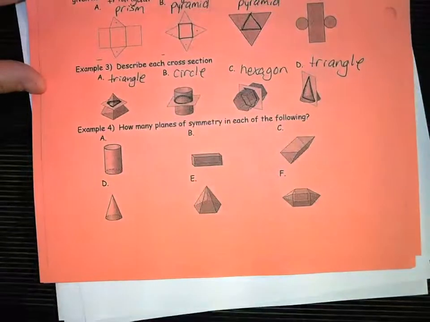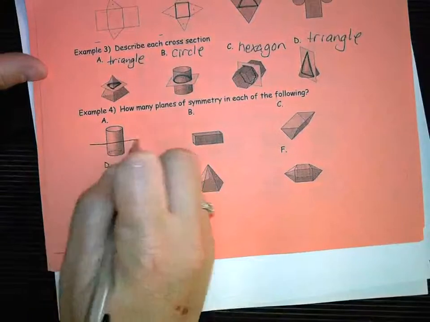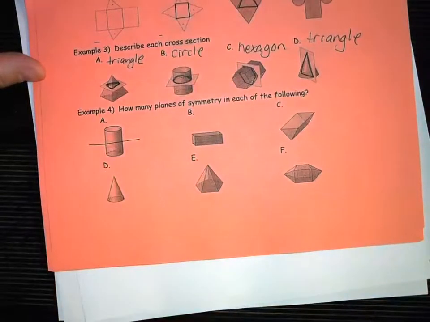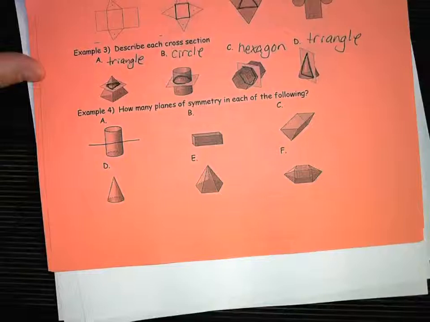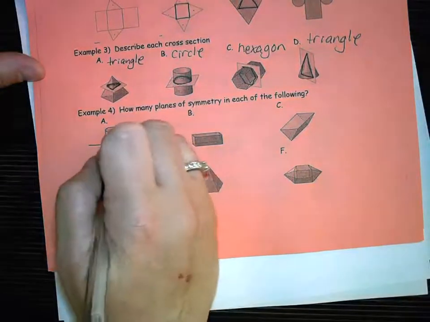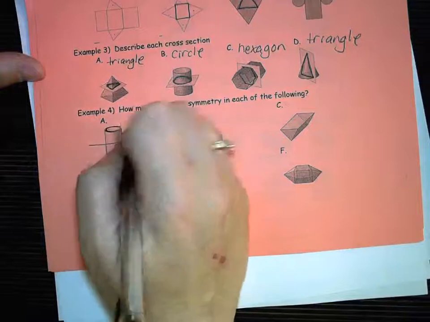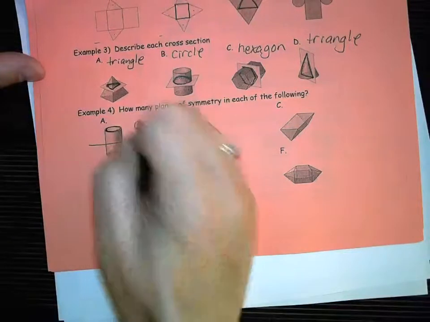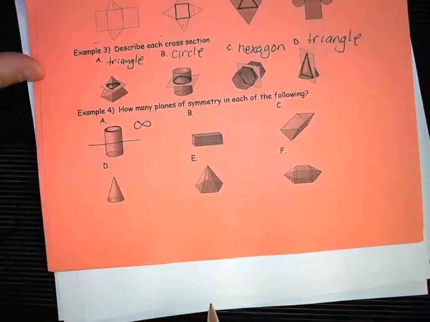Planes of symmetry are 3-dimensional symmetry. Like for this, if I cut it in half, the top half and the bottom half would match up, so that would be a plane of symmetry. Since the top is a circle, which has infinite lines of symmetry, there are actually infinite planes of symmetry there.